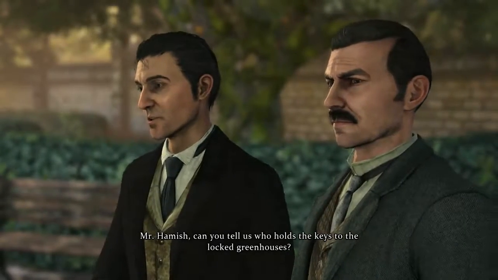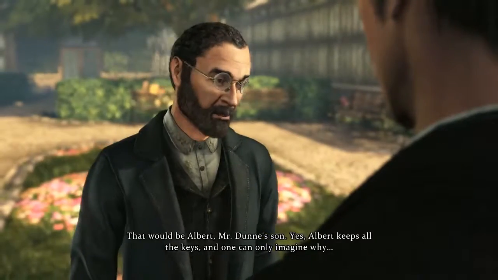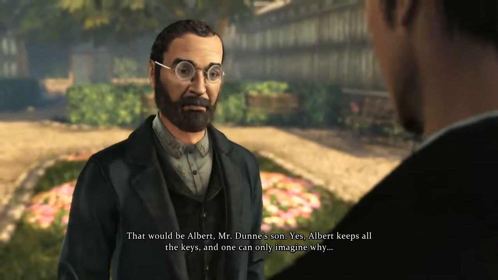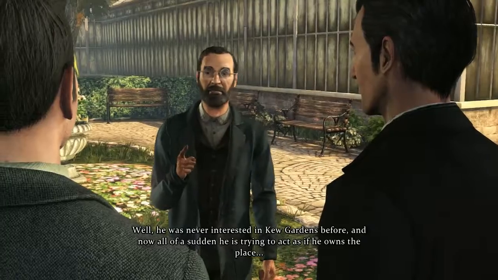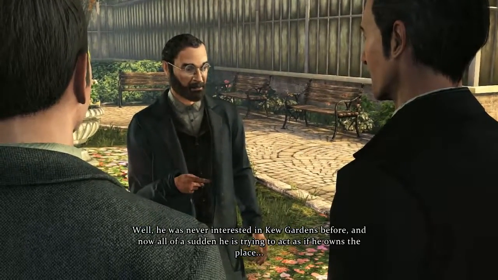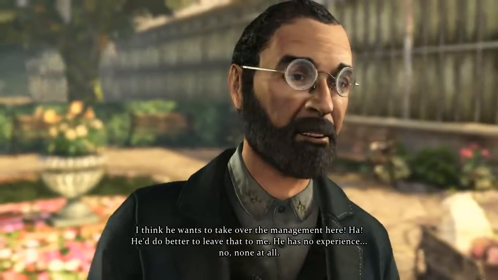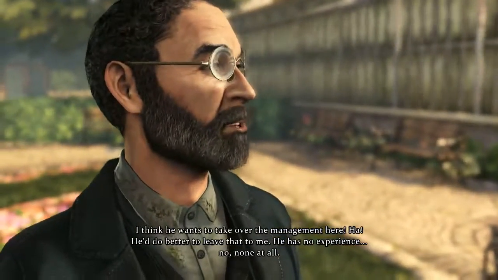Mr. Hamish, can you tell us who holds the keys to the locked greenhouses? That would be Albert, Mr. Dunn's son. Yes, Albert keeps all the keys, and one can only imagine why. What do you mean? Well, he was never interested in Kew Gardens before, and now all of a sudden he's trying to act as if he owns the place. I think he wants to take over the management here. He'd do better to leave that to me. He has no experience. No, none at all.